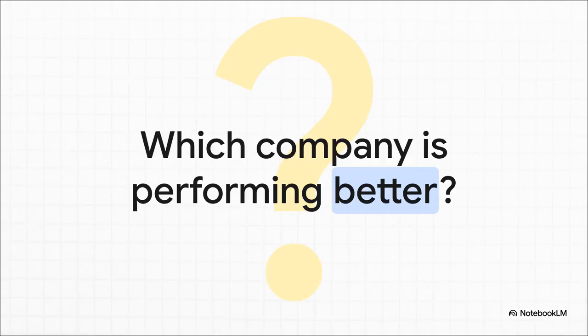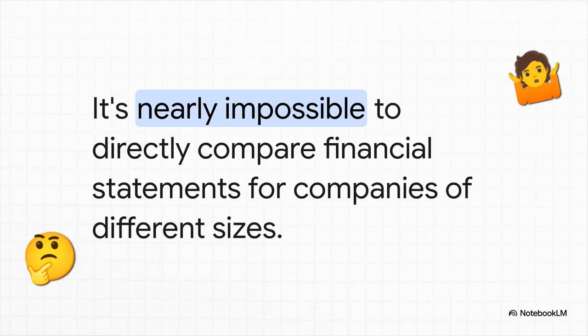Company A looks like the clear winner. But wait a minute, which company is actually performing better? Is being bigger automatically better? Is Company A more efficient, more profitable, healthier? The truth is that huge revenue number tells us almost nothing about the real story. And that really gets to the heart of the issue. Trying to compare these two companies based on raw dollar amounts is kind of like comparing the fuel efficiency of a giant cargo ship to a tiny scooter. The difference in size just completely masks what's really going on with their performance.